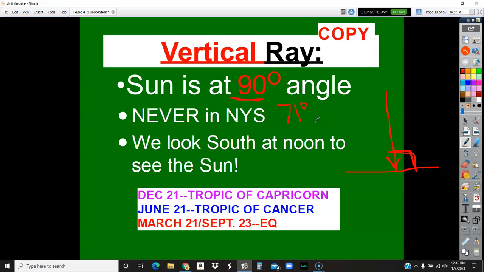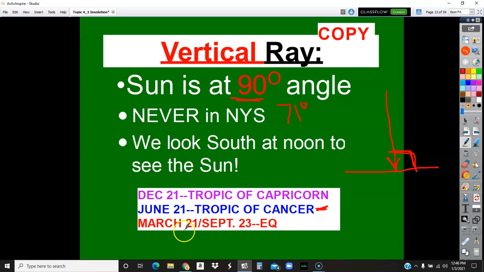Remember that the sun stays between the tropics. So June 21st, even though that's our longest day, the sun doesn't get to 90 unless you're at the Tropic of Cancer, which is 23.5 degrees north. That's way down toward Cuba and the Caribbean. So you'd have to go down to Cuba and the Caribbean to see the sun at the vertical ray. This time of year, December, the sun, remember, is more in the southern hemisphere, in the Tropic of Capricorn, which is in Australia and Madagascar and South America.